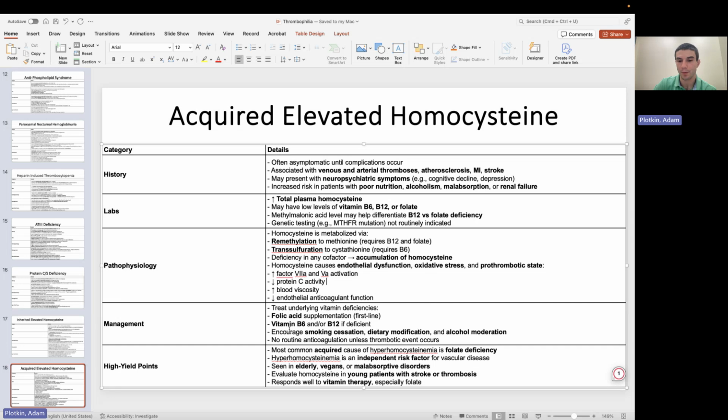So again, elevated homocysteine that's acquired. The most common acquired cause of homocystinemia is going to be folate deficiency. It is an independent risk factor for vascular disease if they have elevated homocysteine levels. It's usually seen in elderly, vegans, or malabsorptive disorders where they're not able to get those vitamins in. We evaluate homocysteine in young patients with stroke or thrombosis. We should think about it, and it responds very well to vitamin therapy, especially folate.